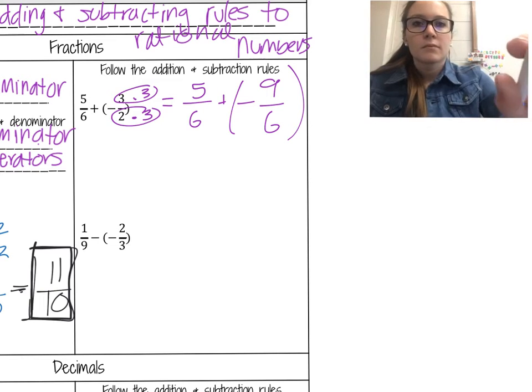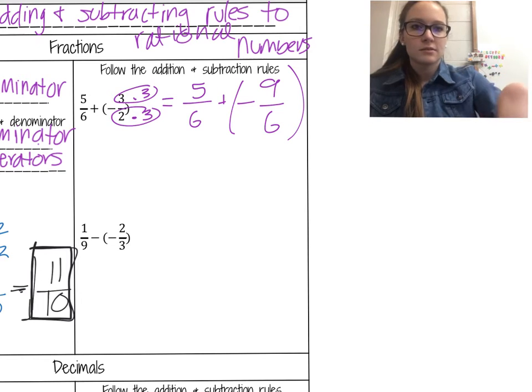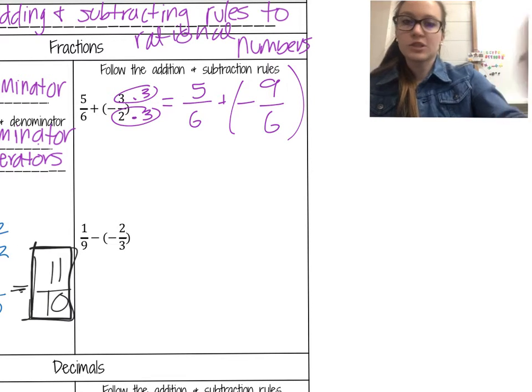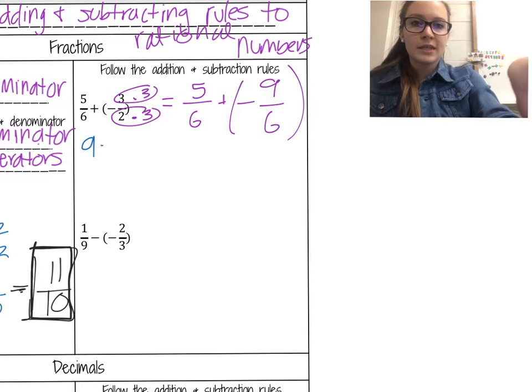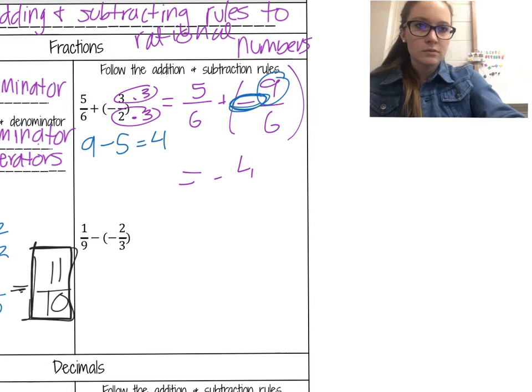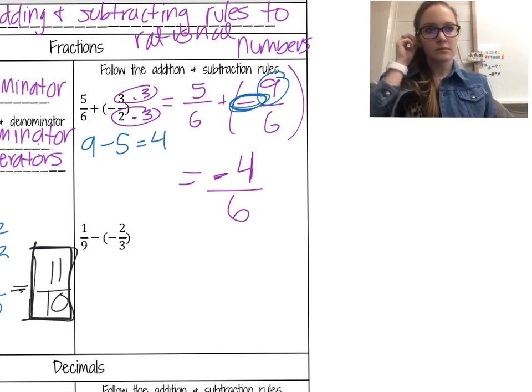Okay, then I see that this is a positive 5 sixths, and this one's negative, so they have different signs, so I'm actually going to subtract. And I'm just dealing with the numerators. So I'm going to take 9 minus 5 is 4. The 9 is negative, okay? And 9 is bigger than 5, so it's going to be a negative 4 over 6. Okay?